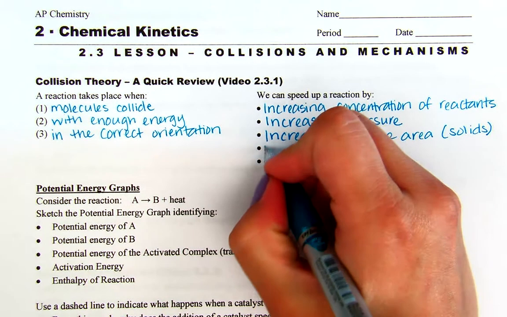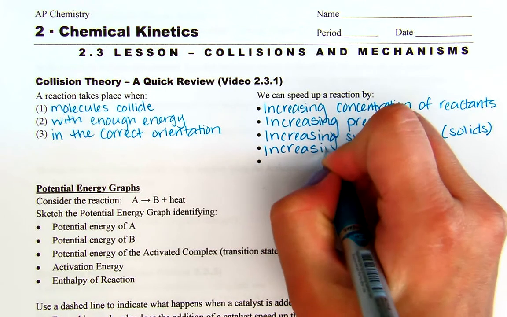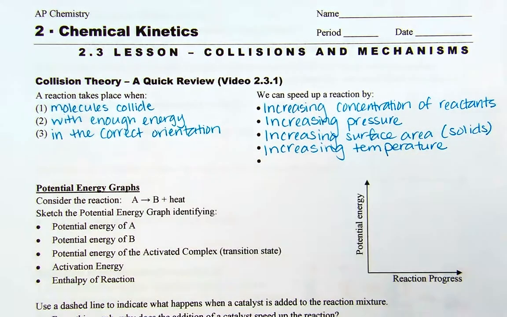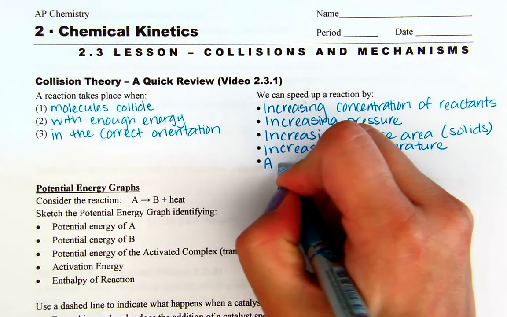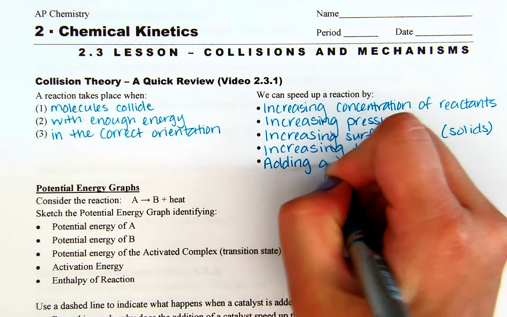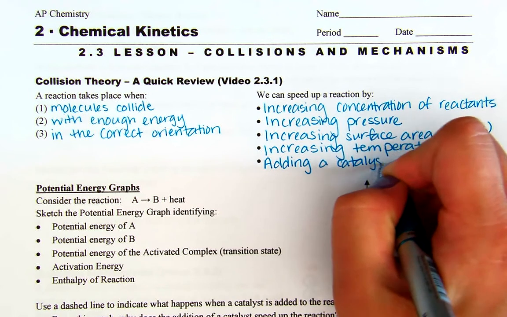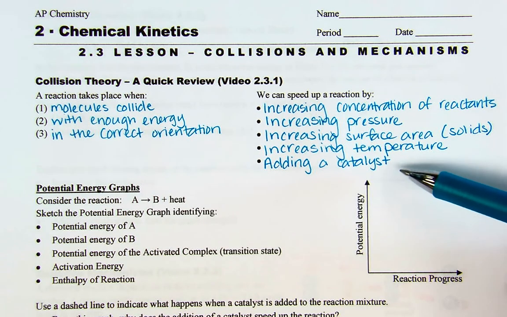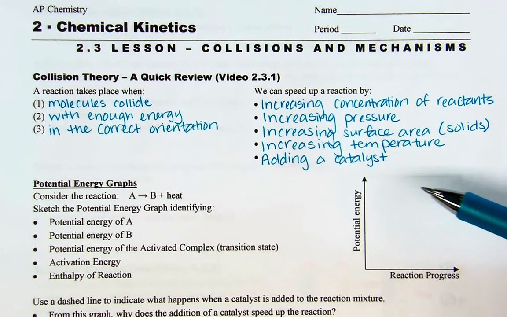You can also increase the temperature. And when you increase the temperature, you are adding kinetic energy to the molecules. So when they do collide, more of them will have enough energy to actually react. And lastly, you can add a catalyst. And in biology, those catalysts are called enzymes. Those are biologically specific catalysts. And those actually provide a completely different pathway for the reaction to happen. We'll take a look at those in just a minute.